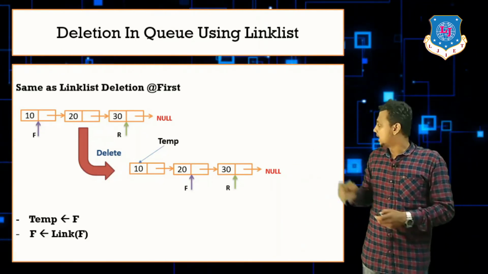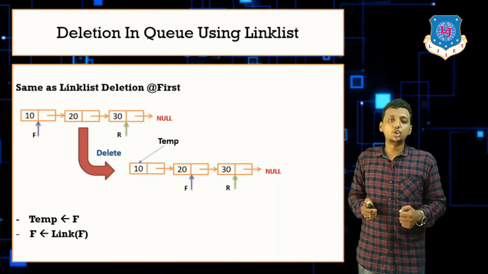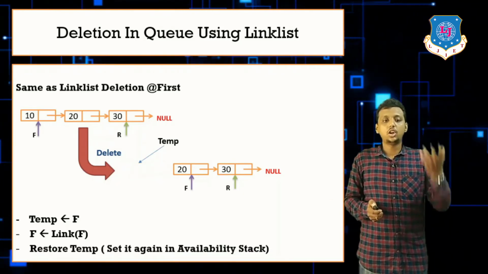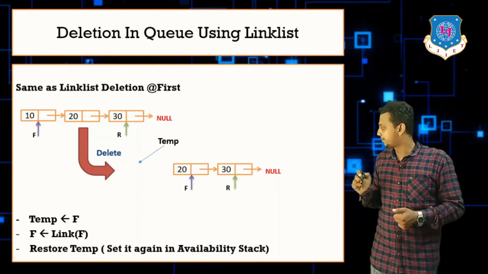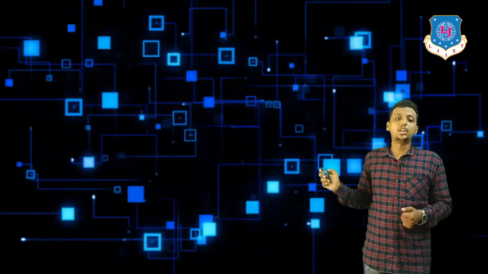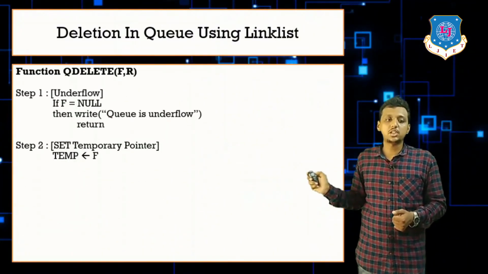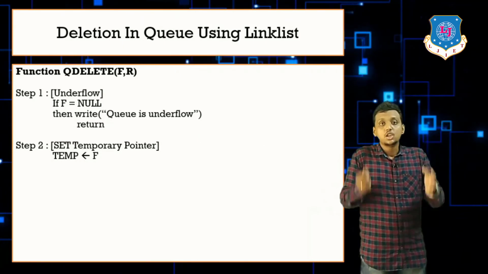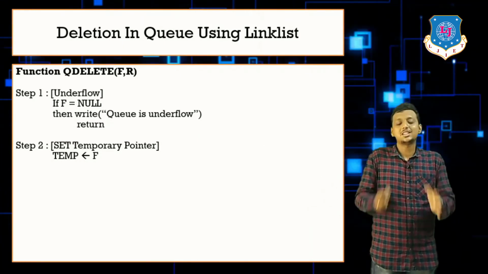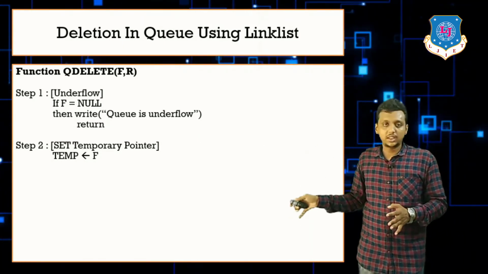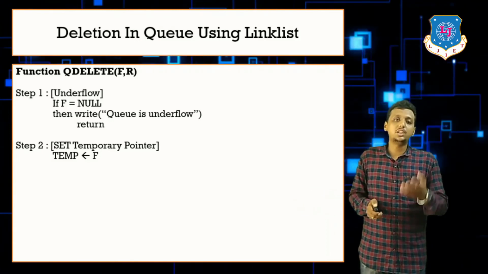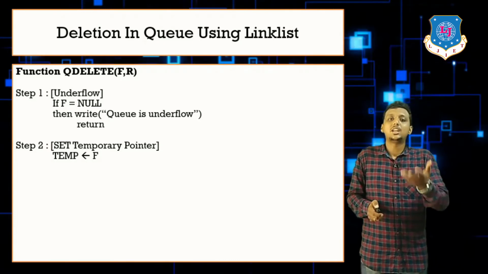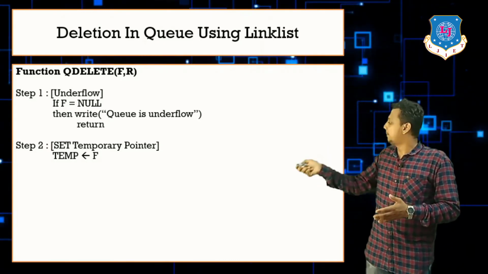Okay, so after deletion, what happens? We just need to move this node to the availability stack again. So your node is gone and deleted. Let's check out the algorithm for the same. Here we have the first one, the underflow condition. Check whether my linked list exists or not. Students, if my linked list does not exist, then we cannot move further. So first check if f is equal to null, then just write queue is underflow. You cannot delete anything. If it's not like that, then first assign temp to front.